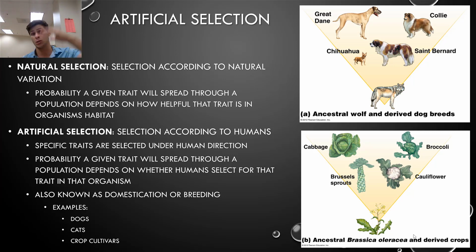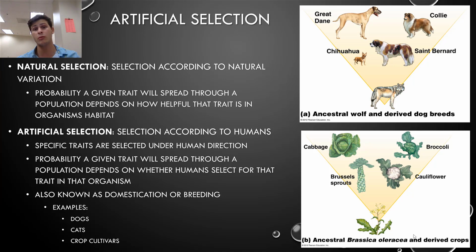So if there are really tall trees, a really tall neck on a giraffe would be really beneficial. If there are really short trees, a really short neck would be beneficial. Basically, natural selection is dependent on variation in the natural environment. However, artificial selection is selection according to humans. Basically, specific traits here are selected under human direction.